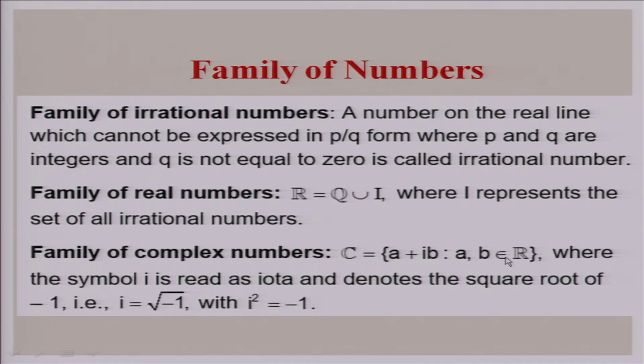Family of complex numbers. If a and b are any real numbers, then numbers of the type a plus iota b are known as complex numbers, where iota is nothing but the square root of -1, with the property that i square is equal to -1.